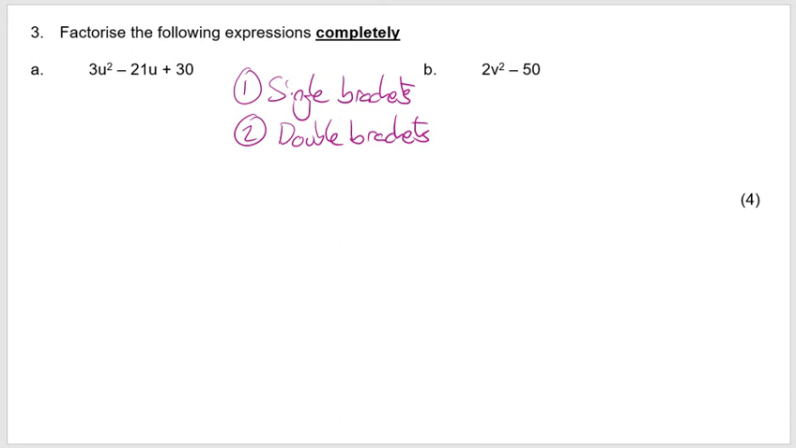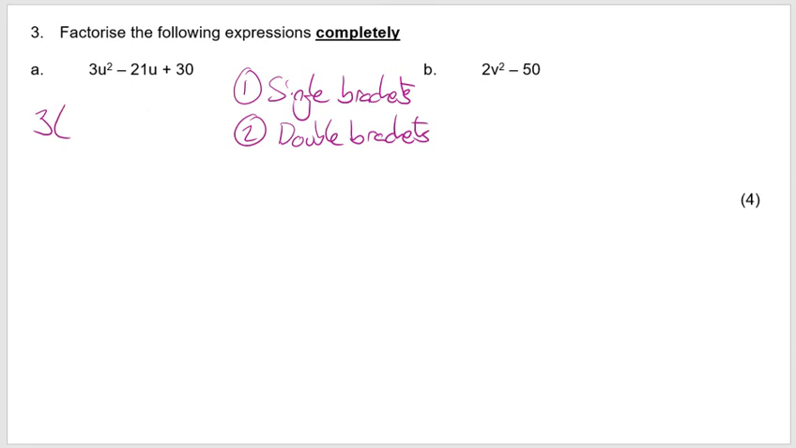You must always go through in this order if we're looking to factorize completely, and to make your life a little bit easier when potentially solving something like a quadratic or even a cubic when dealing with equations. So looking at part A, is there something I can take out of a set of single brackets? The answer is yes. Looking at all three terms, I have a common factor of 3.